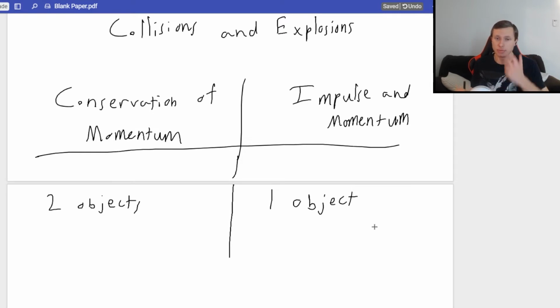Technically, when you jump off of the earth, that's in a way an explosion because you're going up, which means the earth must be going down. But since the earth is going down, it's essentially zero. Obviously you're going up, let's say 1 meter or whatever, but the earth is going down 0.00000000001 meters. We can ignore the earth and we're really just looking at the one object, which is you, the human. And in that case, we'd be looking at impulse and momentum. So again, how many objects are we talking about? That determines if it's conservation of momentum or impulse and momentum.